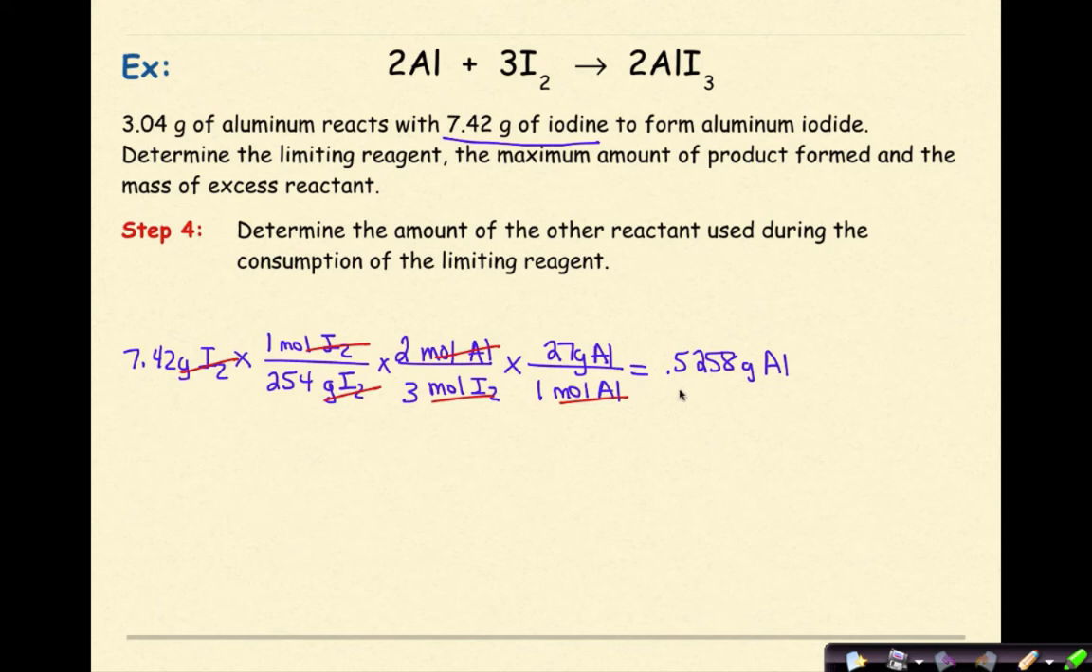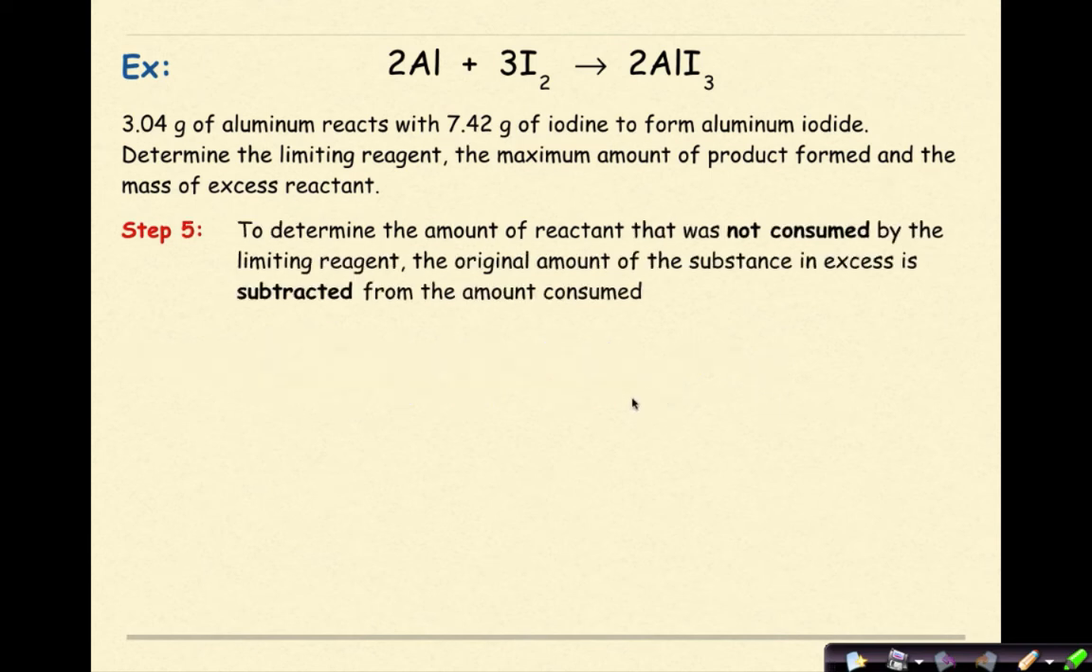This is how much was actually consumed compared to the original mass of aluminum present at the beginning of the problem. So the last step is to determine the amount of the reactant that was not consumed by the limiting reagent. The original amount of the substance in excess is subtracted from the amount consumed. The original amount of aluminum that we started with was 3.04 grams of aluminum. We saw in step 4 that 0.5258 grams of aluminum was consumed.